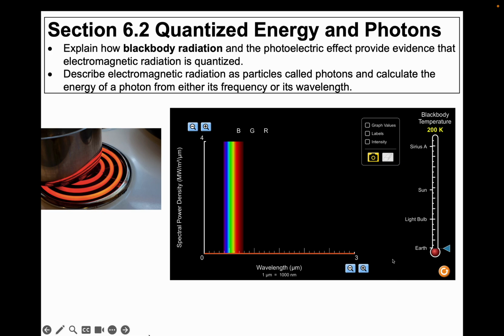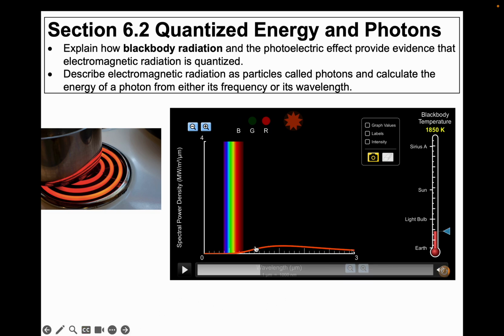Here's a simulation showing this. On the right-hand side, we have a thermometer. As the temperature of our particular object increases, notice what happens. It begins to emit radiation to the right here of the red. That's in the infrared. Infrared is something that we perceive as heat. So as the temperature rises, the object begins to emit infrared, which we perceive as heat.